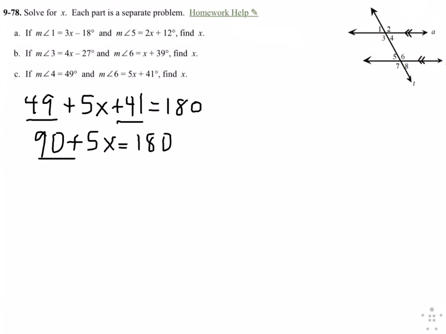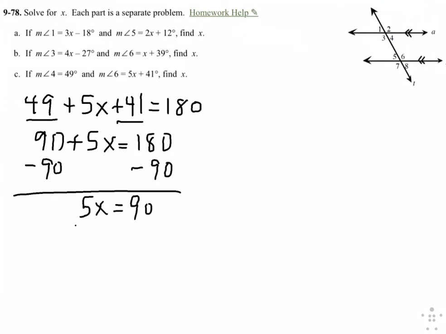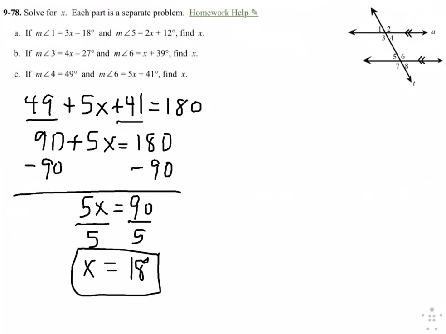We subtract, not divide, we subtract 90 from both sides, right? And we get 5x equals 90. And we divide both sides by 5. And we get, for C, 18, right? 18 times 5 is 90. So x equals 18 degrees, right?